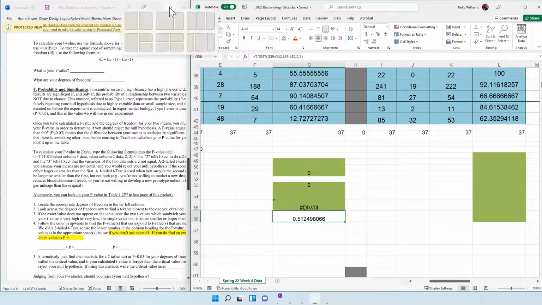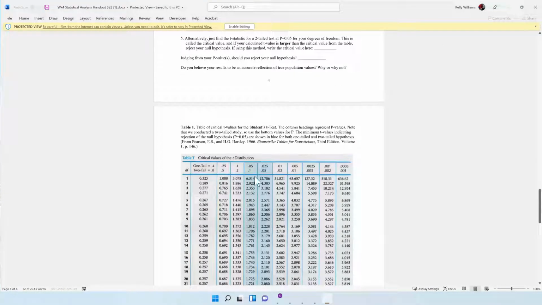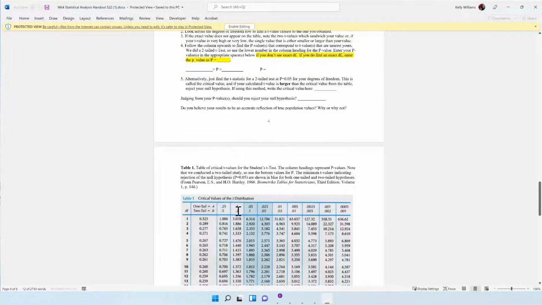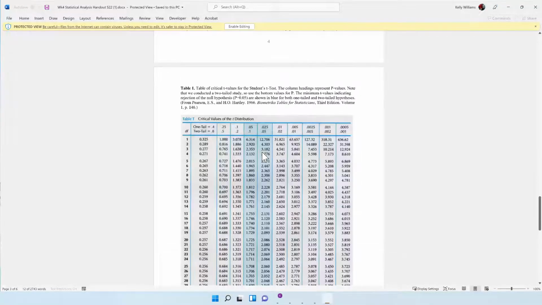If you don't want to calculate out your p-value like that, which I would say is probably the easier way, instead you can use the table down here. So this gives you the critical values of the t distribution. So you do need to know your degrees of freedom. Degrees of freedom is always n minus 1. So since we have two different samples, it would be the n of your soap effectiveness minus 1 plus the n of your hand sanitizer effectiveness minus 1. So we know these are both 37, so 36 plus 36. So we've got 72 degrees of freedom.